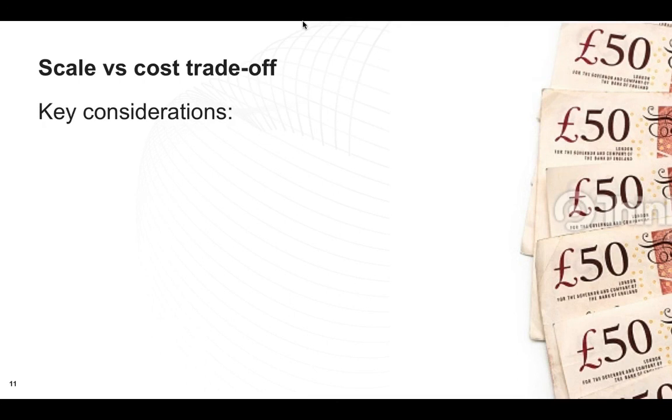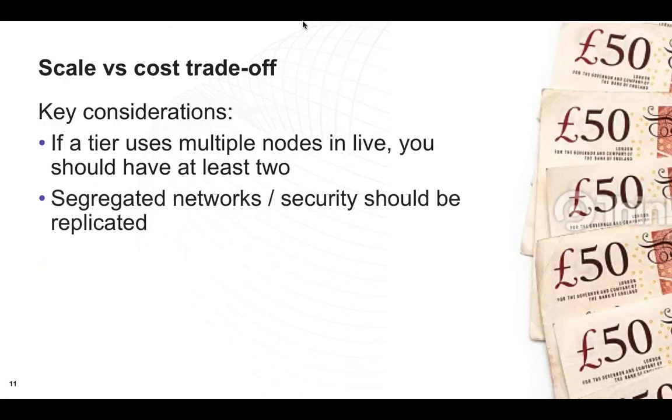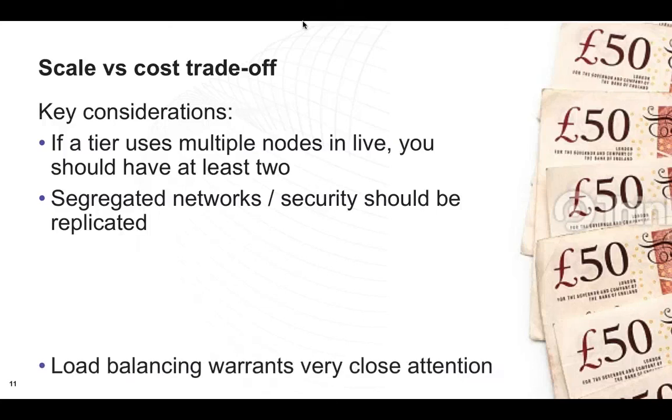If the tier of infrastructure that you're looking at uses multiple servers in live, then you should have at least two. You don't have to have the full number that's there in live, but if it is load balanced, you need to ensure that you have load balancing in that environment too. The same goes for segregated networks and any sort of security that's applied there. You should try to replicate that as much as you can. And load balancing just generally warrants very close attention.